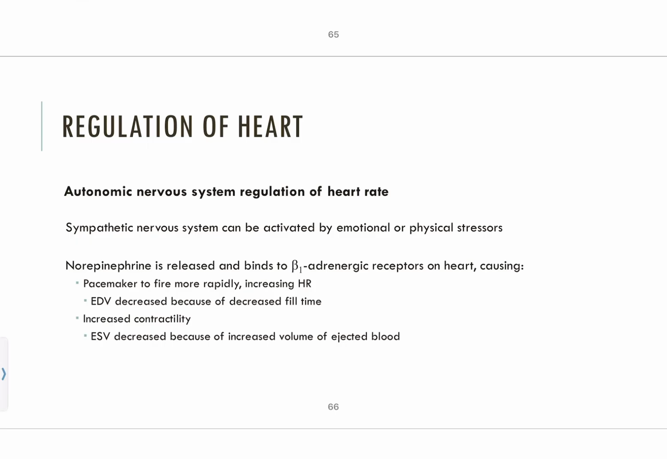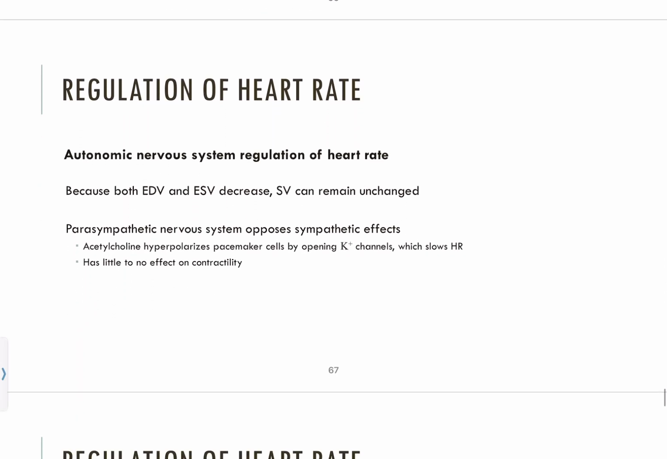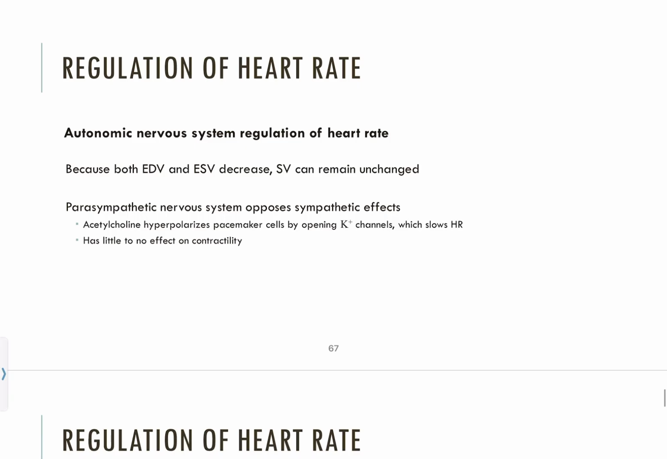Meanwhile, our parasympathetic nervous system, via the vagus nerve, is going to basically counter this with acetylcholine, which is going to act to slow the heart rate by opening potassium channels in those pacemaker cells. So this system is actually dominant at rest, maintaining what we refer to as the vagal tone that helps keep our heart rate at about 25 beats per minute lower than what it would be without it.